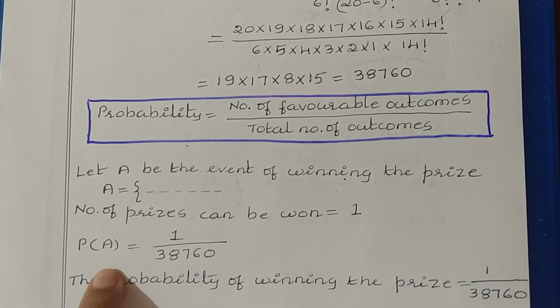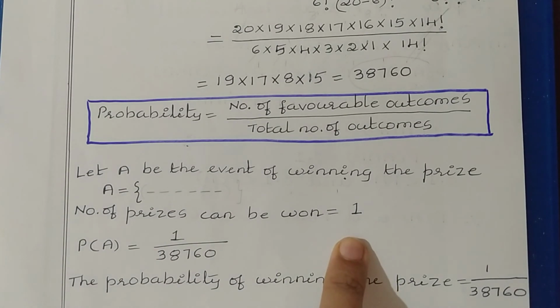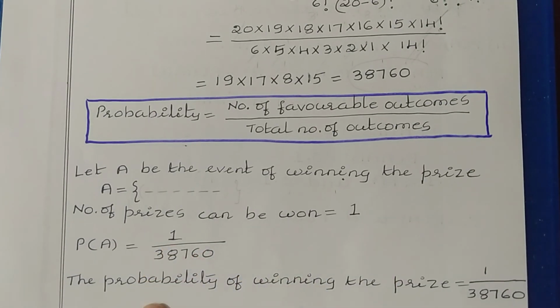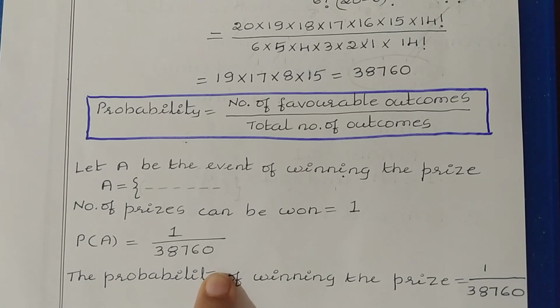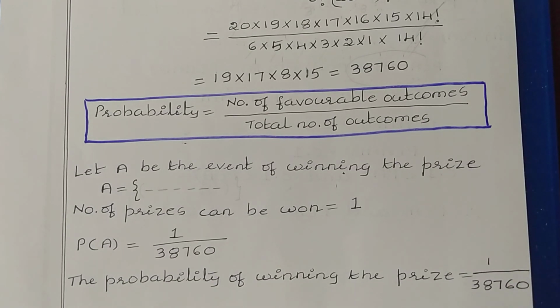So the probability of A is equal to the number of favorable outcomes, 1. There is only one lottery ticket which has the winning prize number. So 1 divided by the total possible outcomes, 38,760. So the final answer is the probability of winning the prize is equal to 1 divided by 38,760. This is about exercise 16.3 and question number 9, 10 and 11 solution.